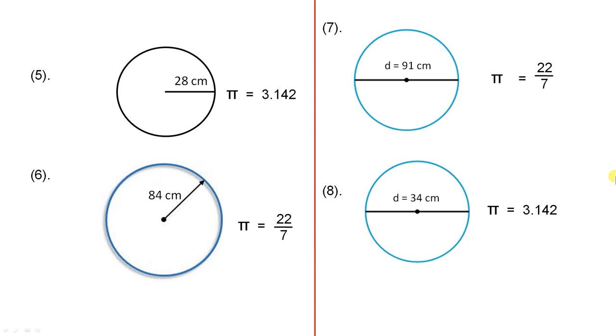So this video has given us some worksheets where we can practice finding the circumference of a circle, and we just use the appropriate formula and whatever value for pi that we have been given.